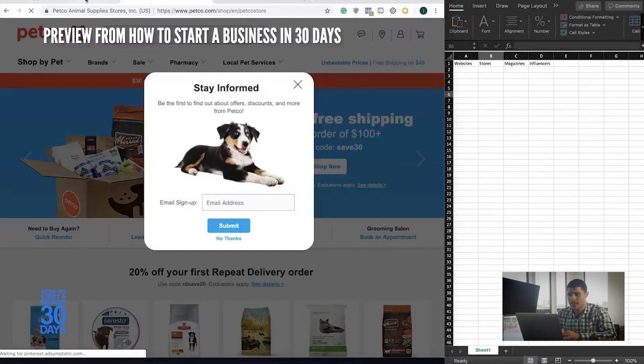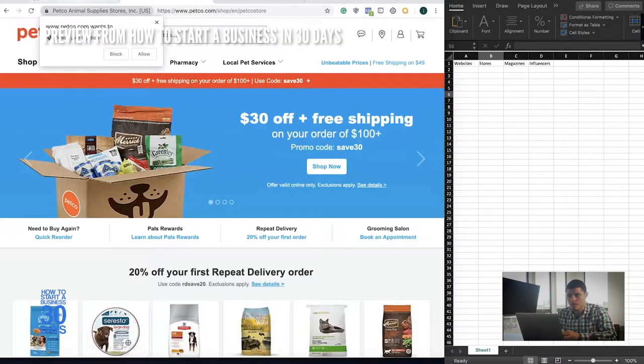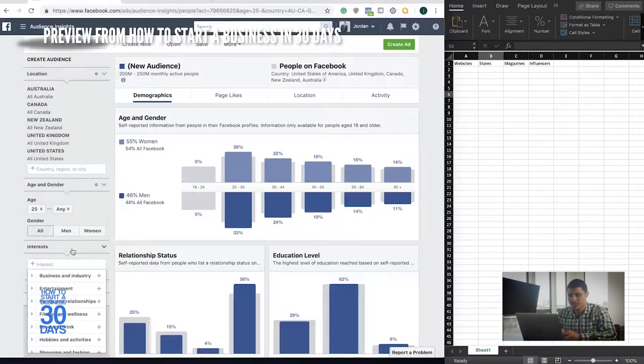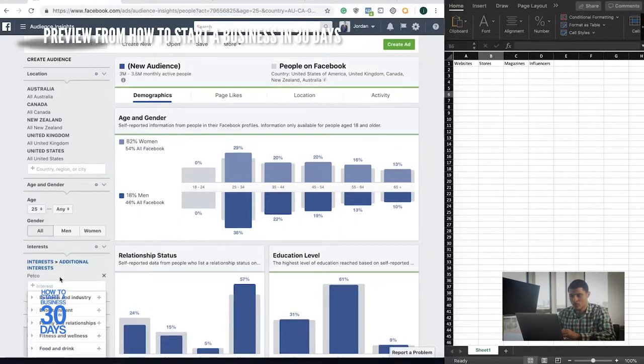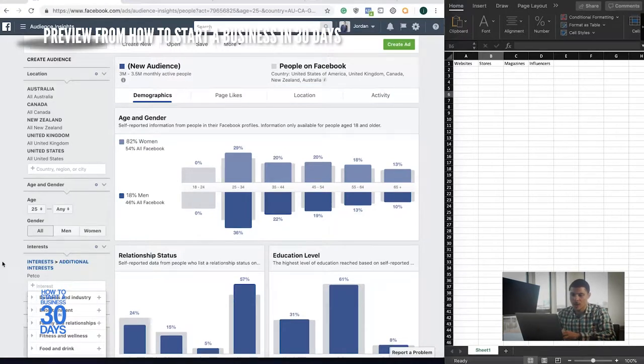Right, Petco, let's see. So we got Petco, let's just try it, because I'm going to dive into the different aspects of the page likes and things like that, but let's go Petco. Petco, local business, okay, 3 million to 3.5 million audience size.